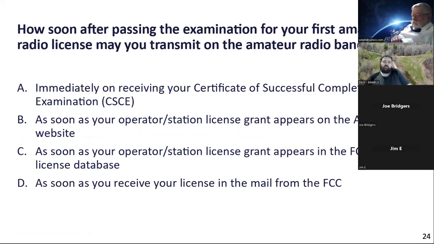So how soon after passing the examination for your first amateur radio license may you transmit on the amateur radio bands?